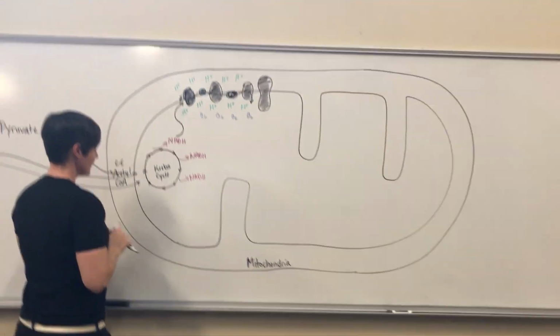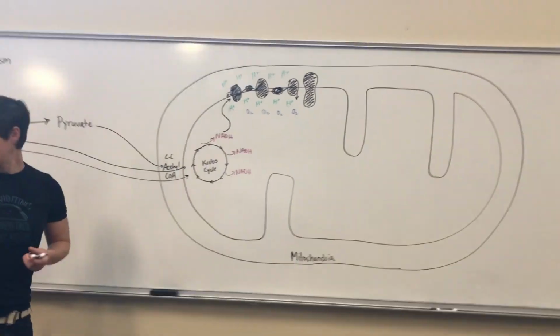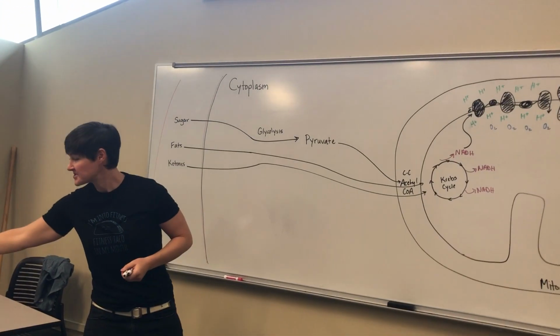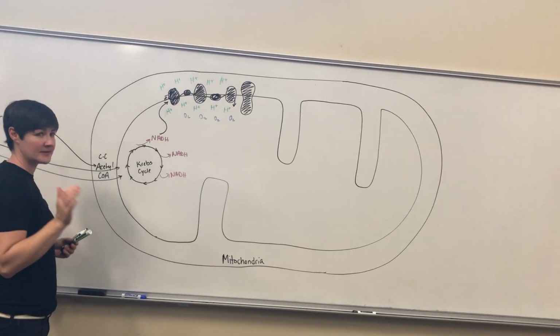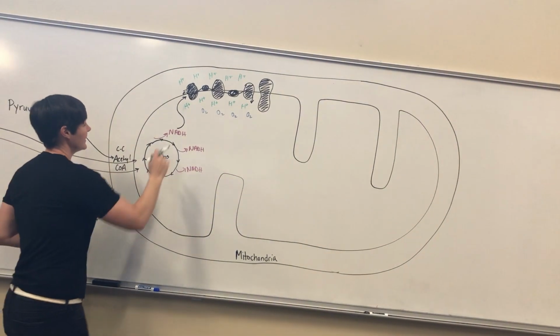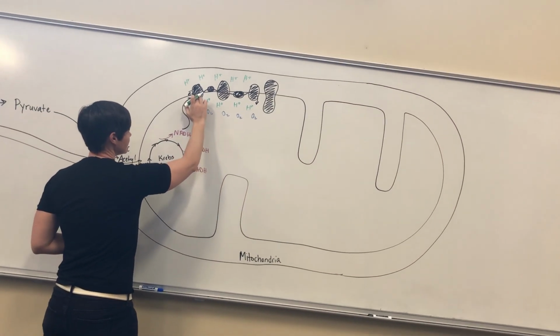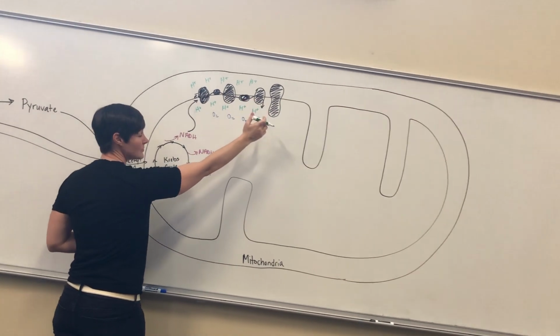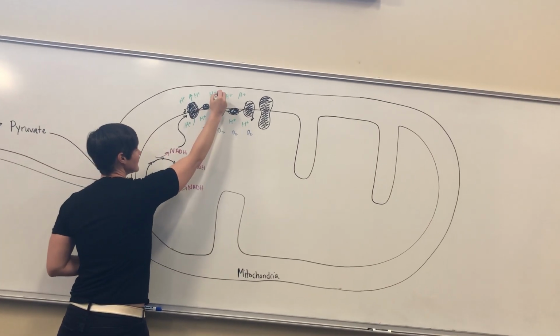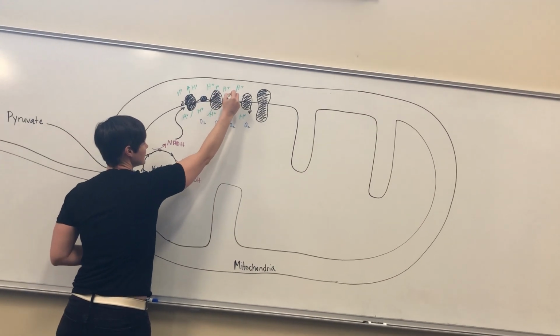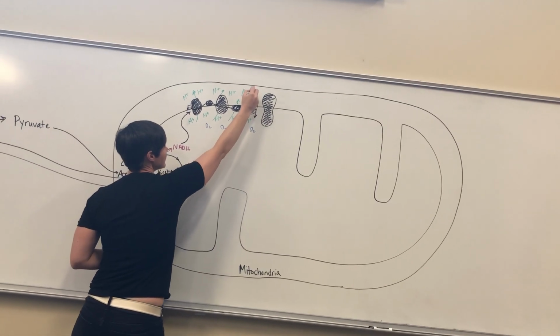That flow causes, where's my green? Should keep all the colors. The flow of the electrons has a purpose. Basically, it's an electrical current. And what that does is cause these, what are called cytochromes, to pump the hydrogen from the inside of the mitochondria to this intermembrane space.